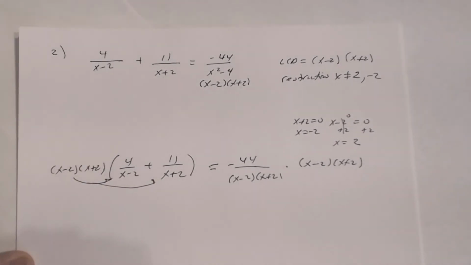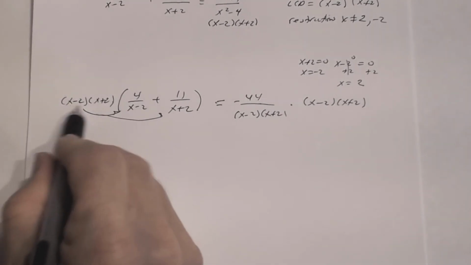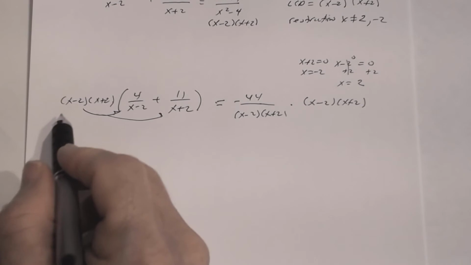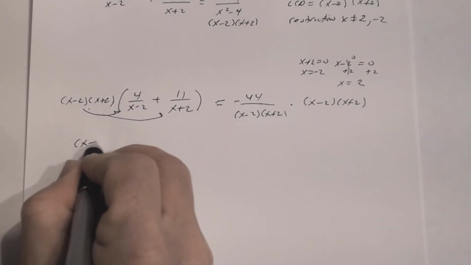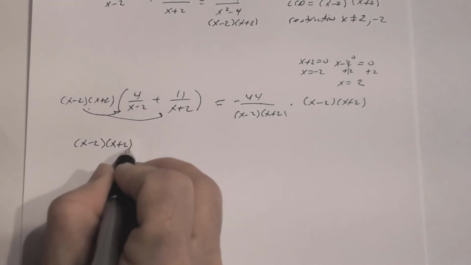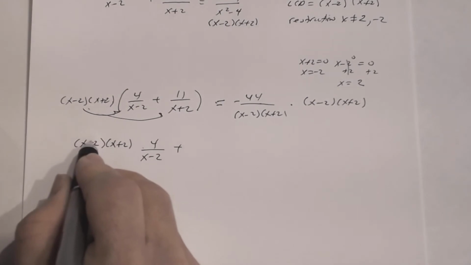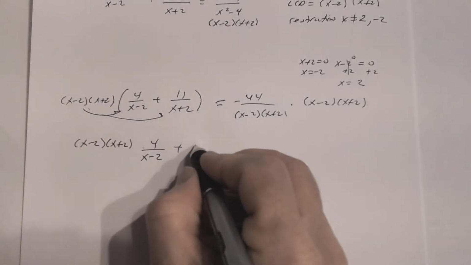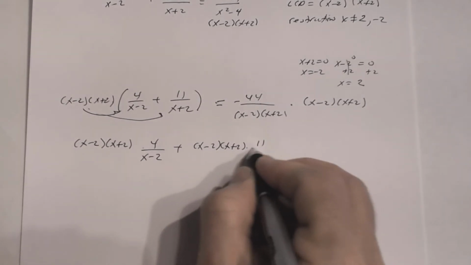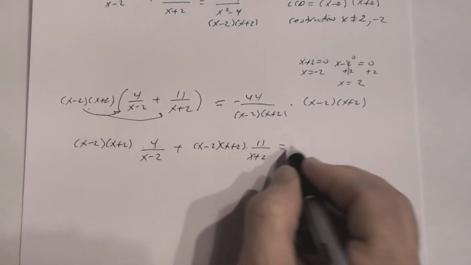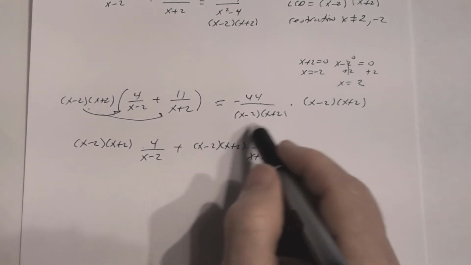Okay, and so when I distribute, I'm going to get the LCD. Remember, that's the LCD. So you would say the LCD times the first rational expression: (x minus 2)(x plus 2) times 4 divided by (x minus 2), plus the LCD times the second rational expression, (x minus 2)(x plus 2) times 11 divided by (x plus 2), equals, and then again the LCD times the rational expression that's on the right side.